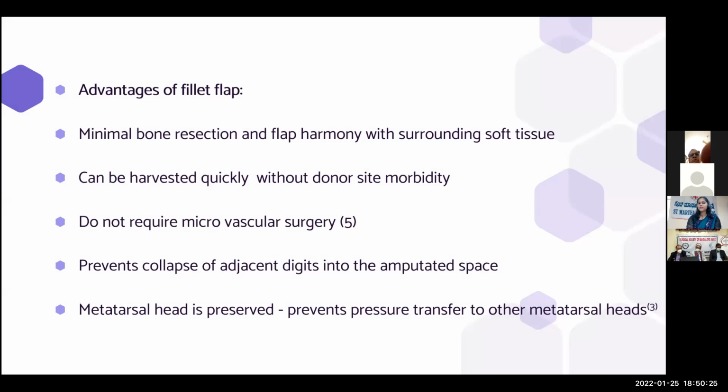So we would like to emphasize some of the advantages of the fillet flap. They are minimal bone resection and flap harmony with the surrounding soft tissue. These can be harvested very quickly without any donor site morbidity, and usually they don't require any microvascular anastomosis. Since web space architecture is preserved, there is no collapse of the adjacent digits into the amputated space. And as we all know, most of the weight bearing function is carried out by the metatarsal head. So by preserving it, it prevents pressure transfer to the other metatarsal heads. Hence we prevent ulcer recurrences in the neighboring toes.